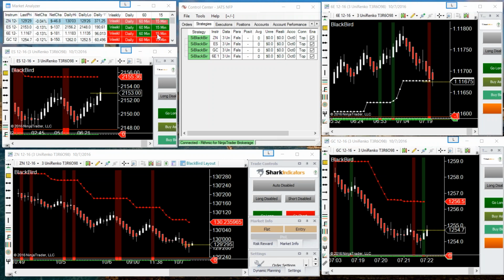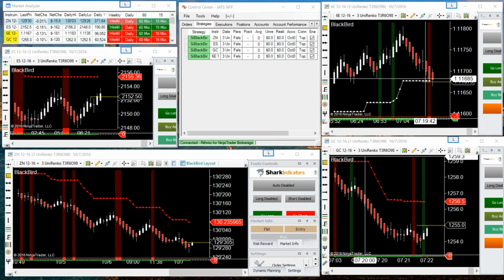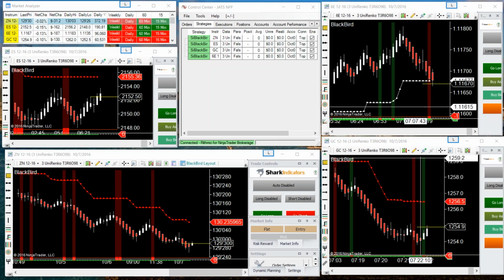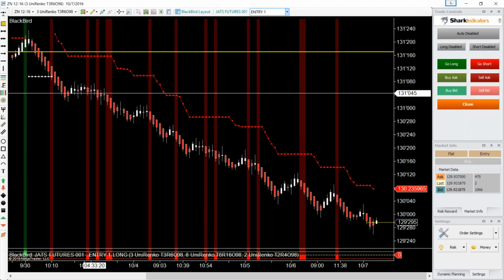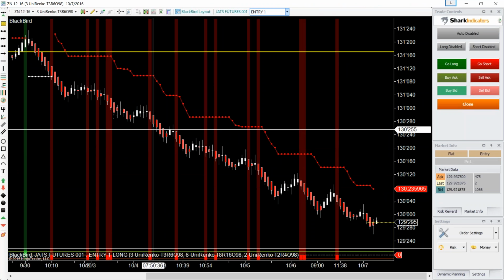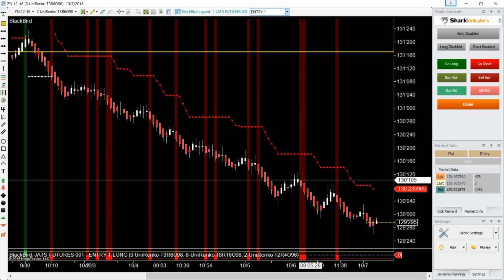So I've got my mini little market analyzer to help. It looks like the ES and the ZN are correlating down, and the 6E and gold were correlating up. And basic strategy, take the pullback with trend.